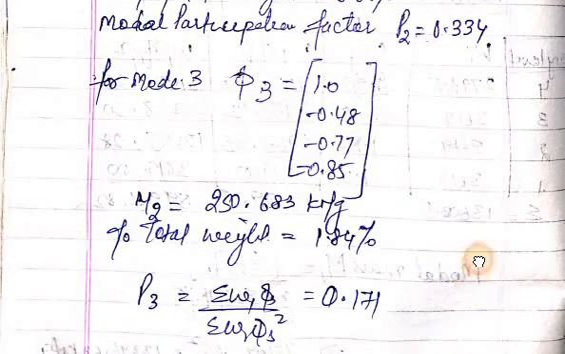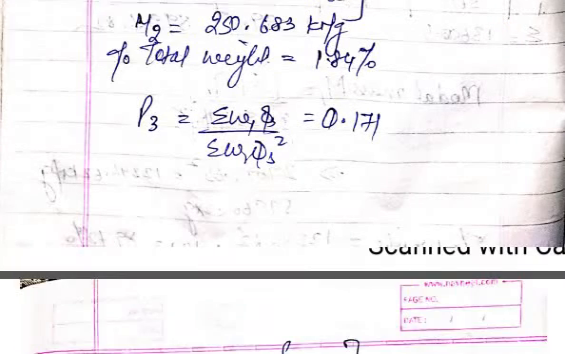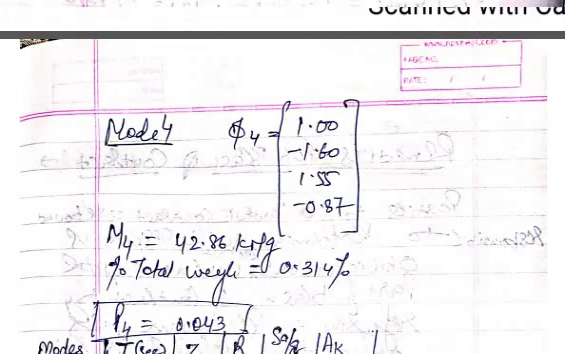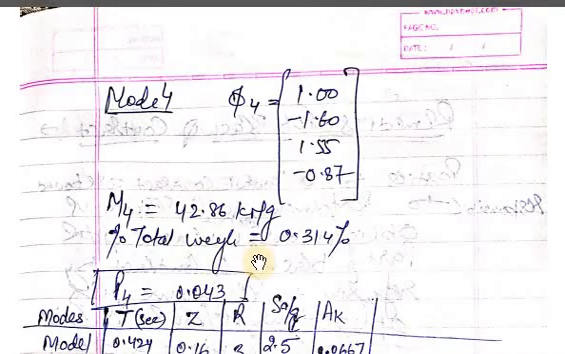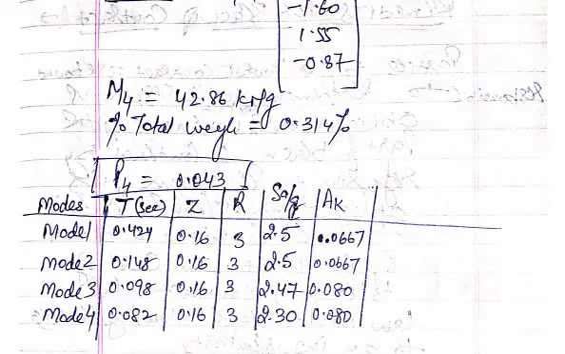Similarly, we will get M3 here, and the total weight percentage 1.84, and for the next, P3 and P4, you will get these values. Then after getting all these participation factors and masses and the percentage of the masses, you need to put all these values in this table.